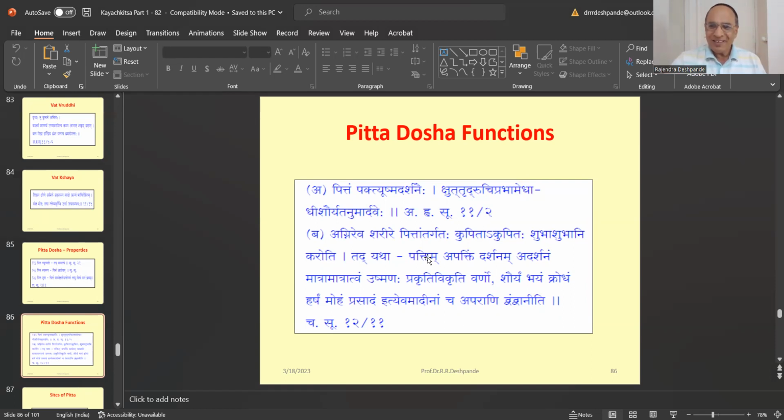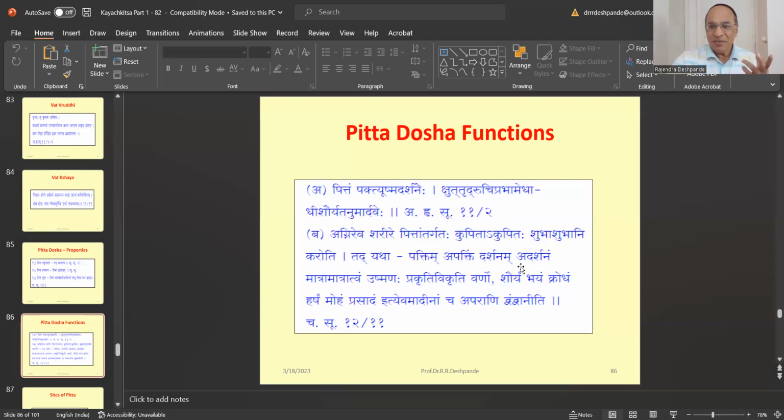Agnireva Sharire Pittantargatah Kupitah Akupitah Shubhashubhani Karoti. That means Pitta dosha in the Akupita stage, in a physiological condition, does favor to the body. They are doing physiological activities. But when they are Kupita, meaning vitiated, disturbed, in a pathological state, then they do Ashubha Karma, the pathological events in our body. For example, Pakti, Apakti: when Pitta is in a physiological state, it will do proper digestion. When it is disturbed, then Apakti, your digestion will be hampered.